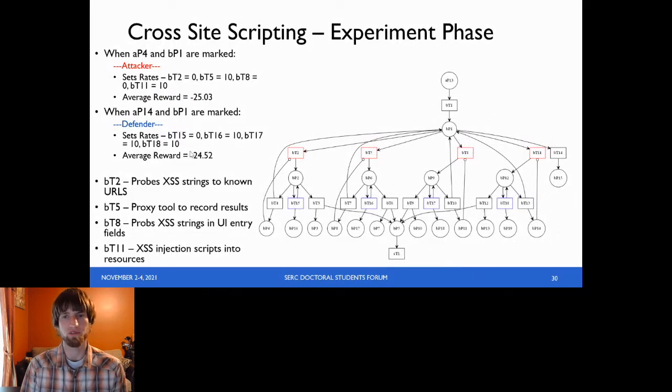The next phase is the experiment phase. In the experiment phase, the attacker is trying different techniques to see if the web application is vulnerable to cross-site scripting. So for example, at BT8, the attacker may try making a bogus forum post with a specially crafted cross-site scripting string in a forum. Again, you can see the strategies on the left, so I'll just go over the defender. For example, if AP14 and BP1 are marked, then the defender would set the rates to BT15 of 0, BT16 of 10, and BT17 and BT18 set to 10. This leads to an average reward of negative 24.52.